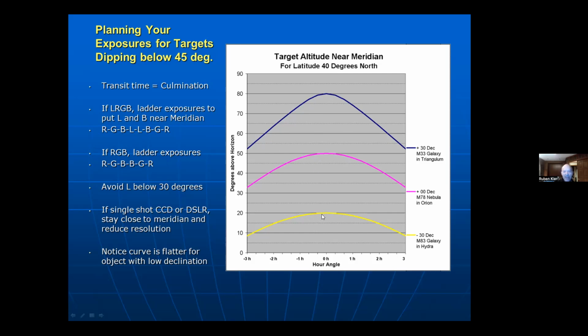Certainly, if you're shooting 10 to 20 degrees, I would avoid luminance if you have a CCD camera. Or if you have a DSLR, go to a wider focal length if you can. Accept the fact that you're going to get relatively unsharp pictures.